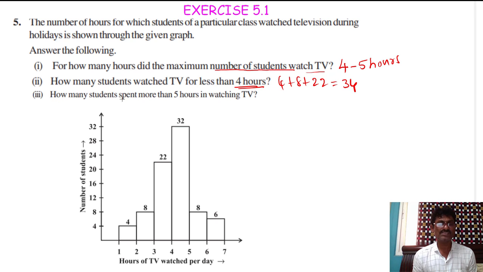Now, how many students spent more than 5 hours in watching TV? More than 5 hours means 5 to 6 and 6 to 7 will come into consideration. 5 to 6 is 8 and 6 to 7 is 6. So this is 8 plus 6, which is equal to 14. This is the answer for the third question.